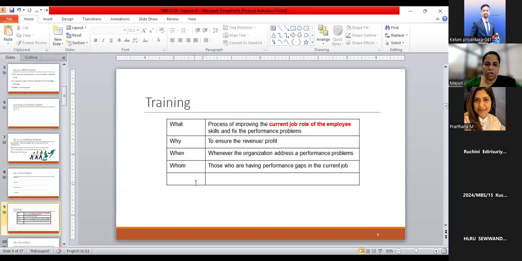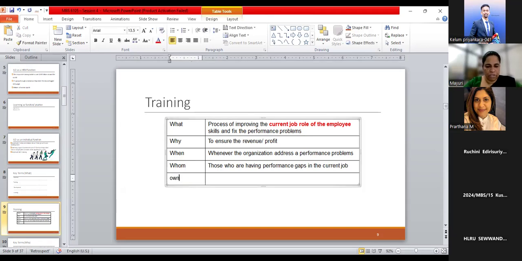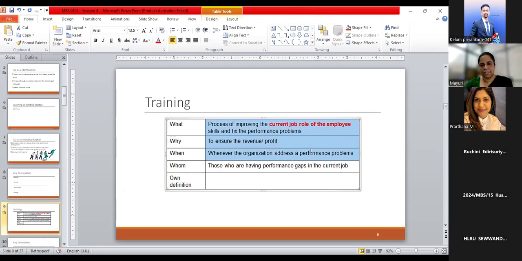Look at your own definition. Combine these answers and write your own definition, right?